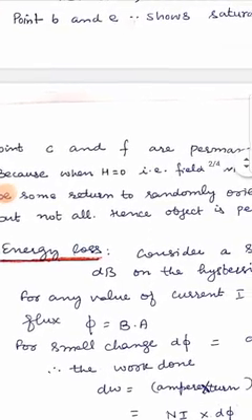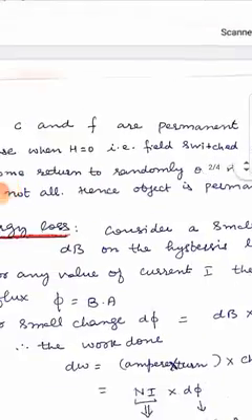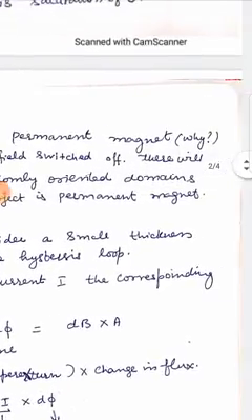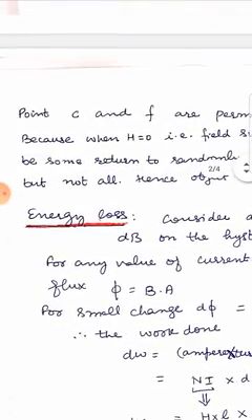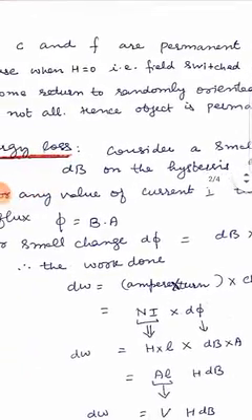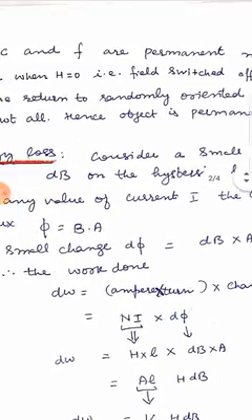Points C and F are a permanent magnet, because when H is equal to 0, that is the field is switched off, some of the domains return to random orientation, but not all, hence the object is a permanent magnet.